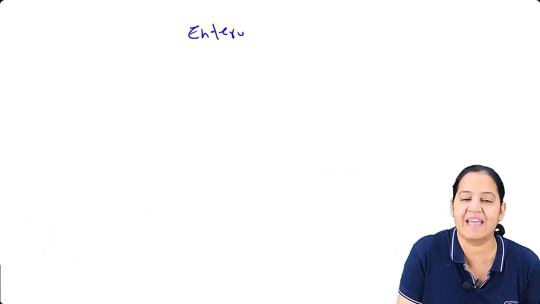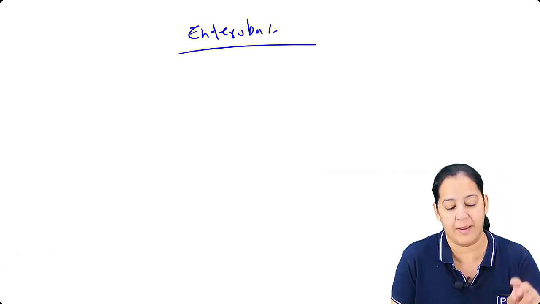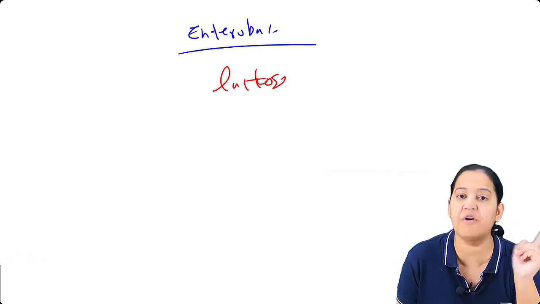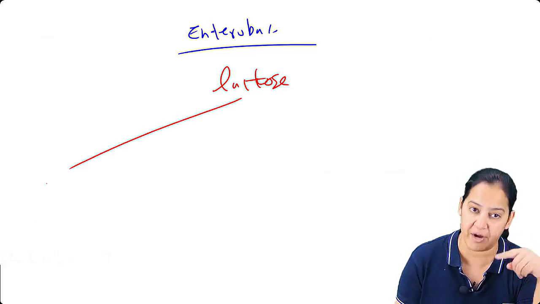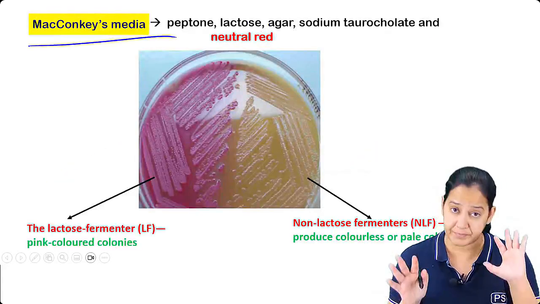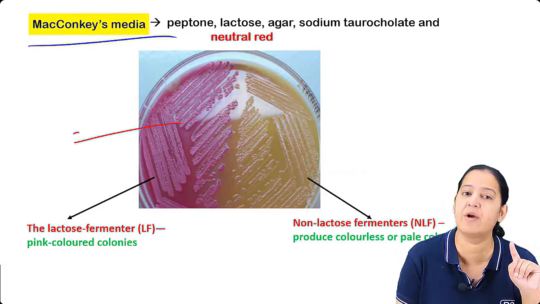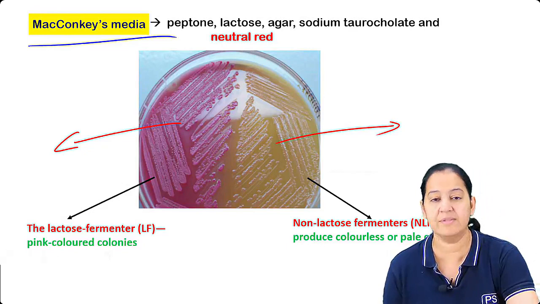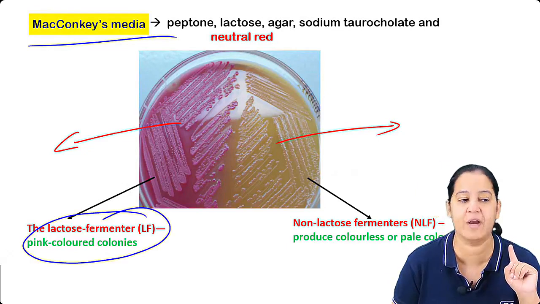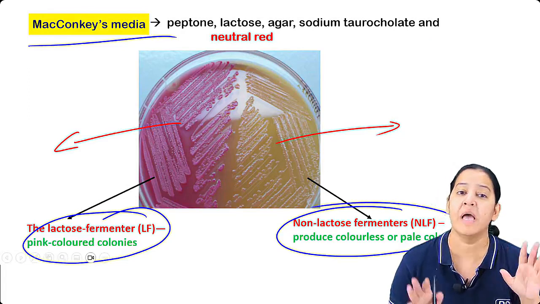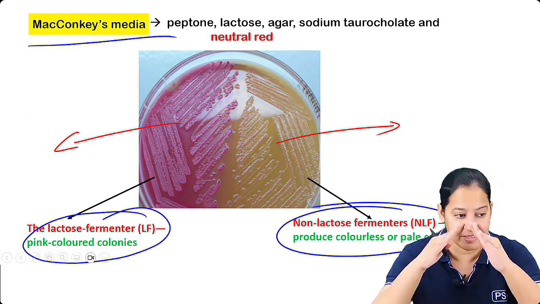In the family Enterobacteriaceae, there are 2 type of members. Lactose is a sugar. We all know based on the lactose fermentation, we classify them. Some ferment lactose, some do not ferment lactose. So we take McConkey agar. The lactose fermenter form the pink colonies and non-lactose fermenter form the pale or yellow colonies. So can you see the lactose fermenter, they form pink colonies. And can you see the non-lactose fermenter, they form pale or yellow colonies. Based on which we are dividing the members into 2 categories.